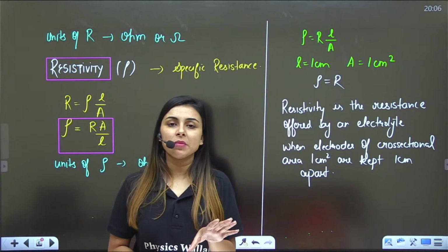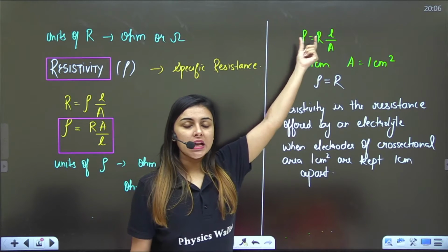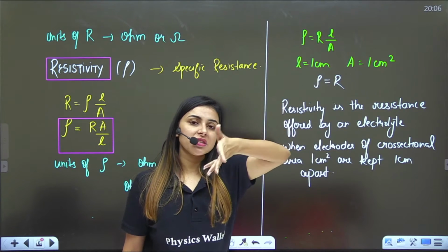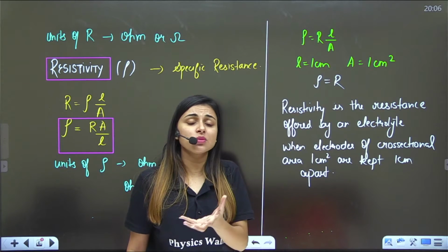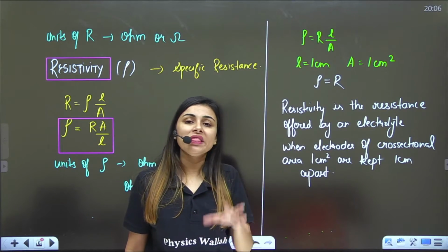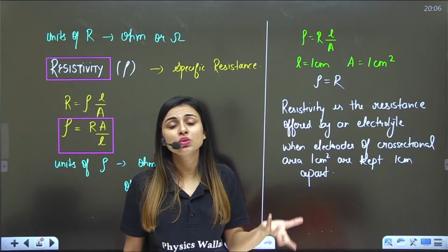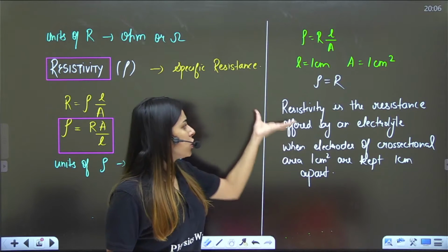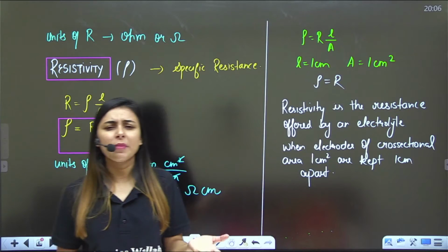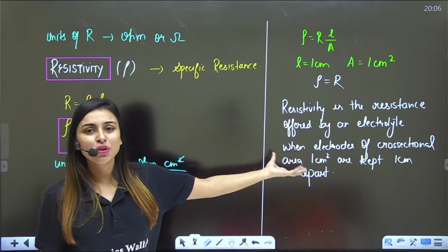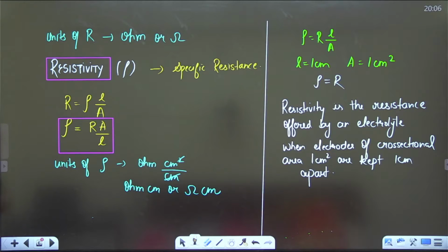You need not memorize it. You just need to understand the definition. If you take L and A as 1 centimeter and 1 centimeter square respectively, you can say that rho will be equal to R. So resistivity is actually the resistance offered when the electrodes are 1 centimeter apart and the area of cross section of the electrodes is 1 centimeter square. So this would be the definition of your resistivity. Just make the definition on your own. If you want to write it, just write it and then we'll move forward.